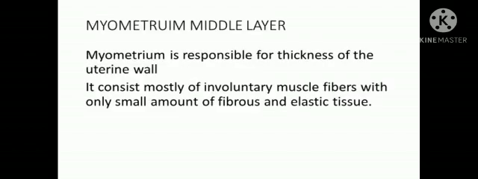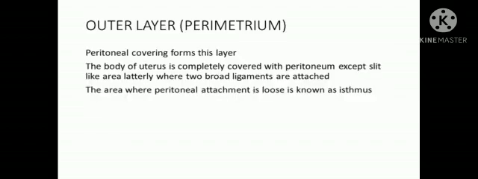Myometrium, middle layer. Myometrium is responsible for the thickness of the uterine wall. It consists mostly of involuntary muscle fibers with only a small amount of fibrous and elastic tissue. Outer layer, parametrium. Peritoneal covering forms this layer. The body of the uterus is completely covered with peritoneum except a slit-like area laterally where 2 broad ligaments are attached. The area where the peritoneal attachment is loose is known as the isthmus.